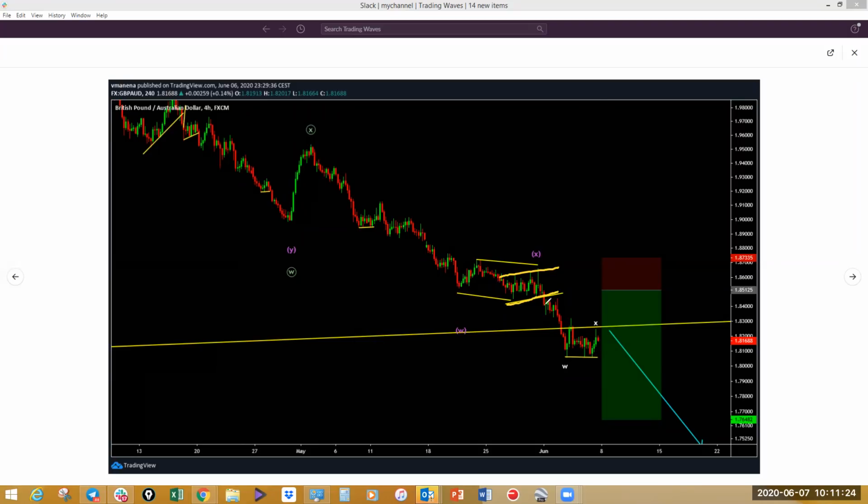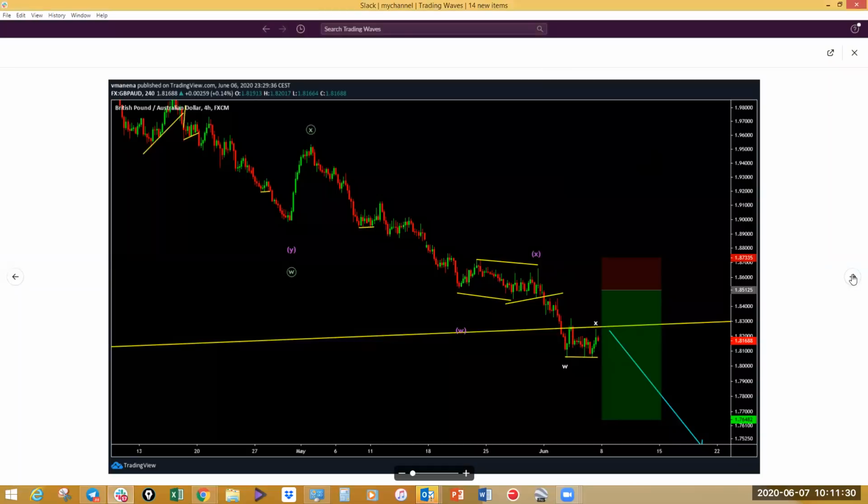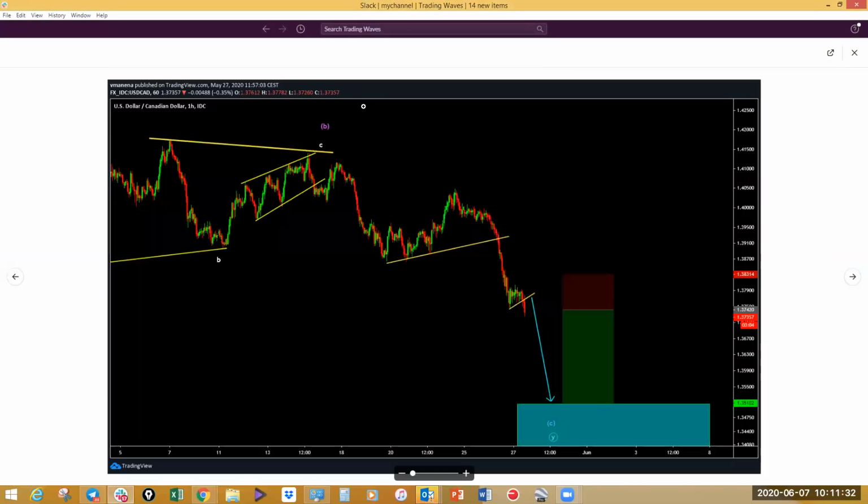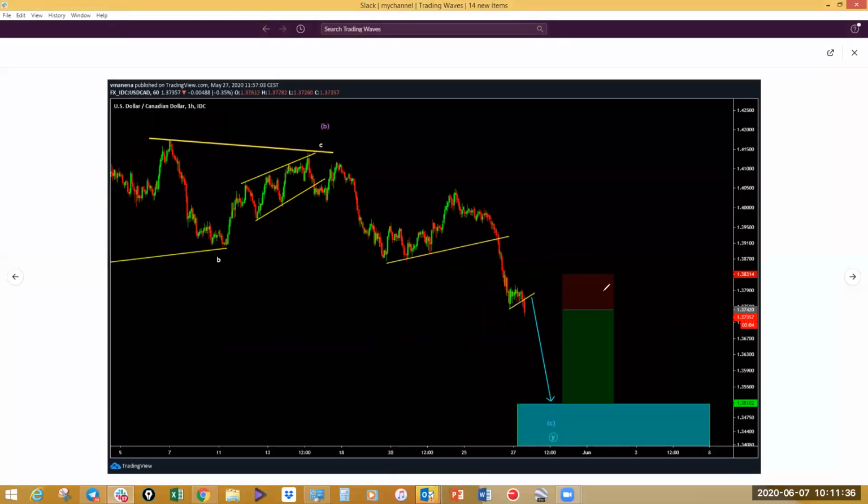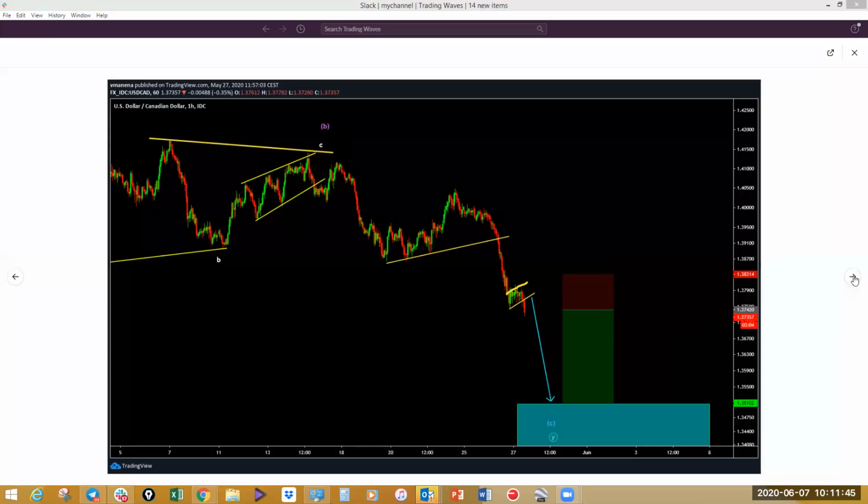So for those that did not get the move at the top here, there's still an opportunity for an entry, but it needs to be confirmed by the indicator as well. Now, US dollar CAD is also a very nice trade, also just crashes through target. This was the entry that we got on the 27th of May, took about a week to play out.